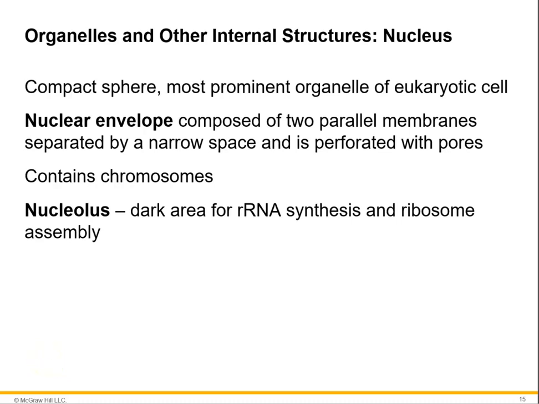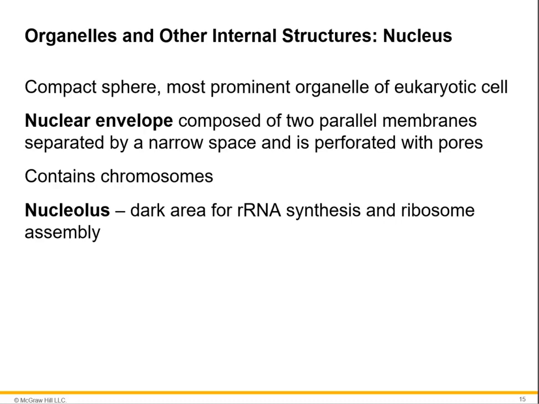So let's start with the nucleus. The nucleus is going to be a compact sphere, and it's also the most obvious organelle. It's the largest organelle of the eukaryotic cell. It's going to be surrounded by a nuclear envelope, and this is essentially like a double membrane with a space in between it, and it's perforated with pores to allow large molecules in and out, such as RNA. The nucleus contains the chromosomes of the cell, so the DNA of the eukaryote.